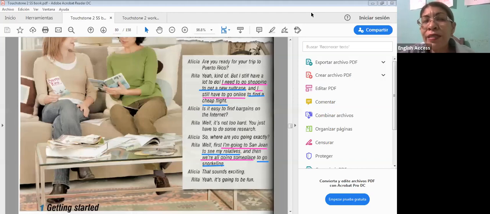So as you can see, we're going to use infinitives. What is an infinitive? When you see a verb with the preposition to, for example, to get, to find, to see, to go. So those are infinitives. So we are going to use infinitives to give reasons, okay? Reasons why.